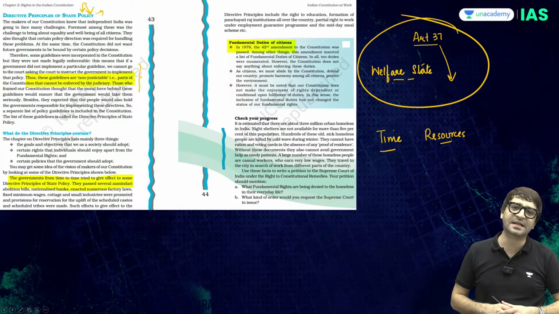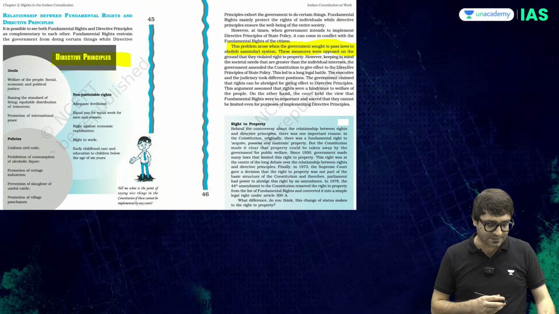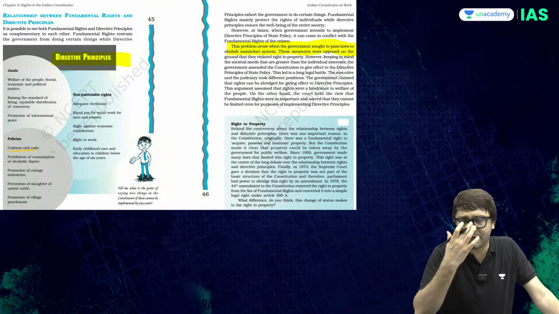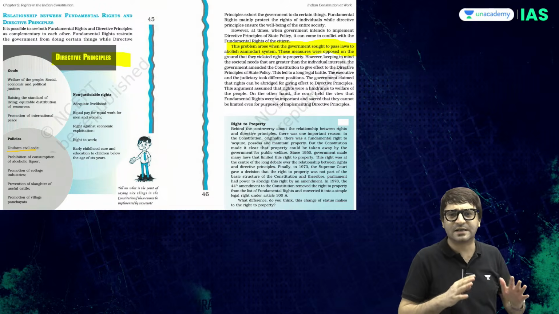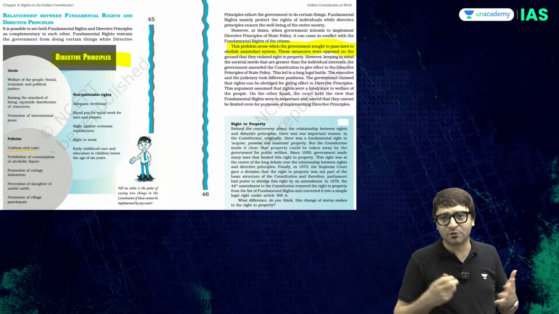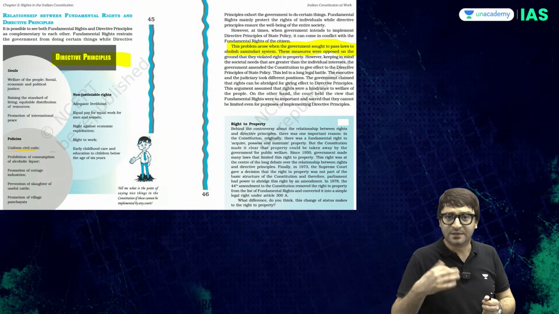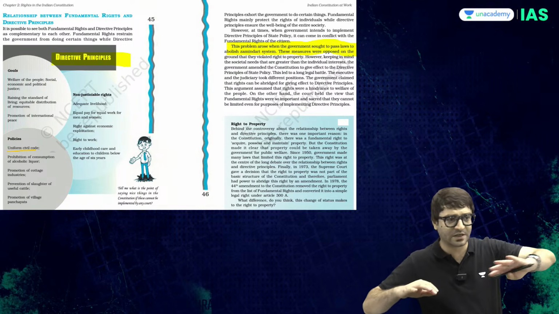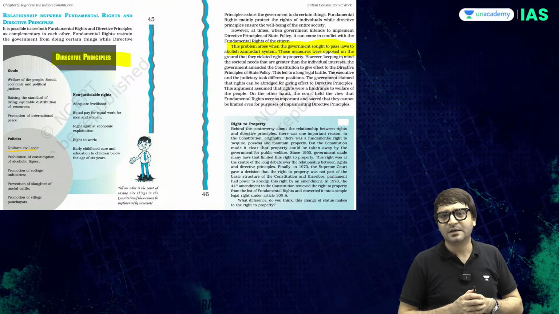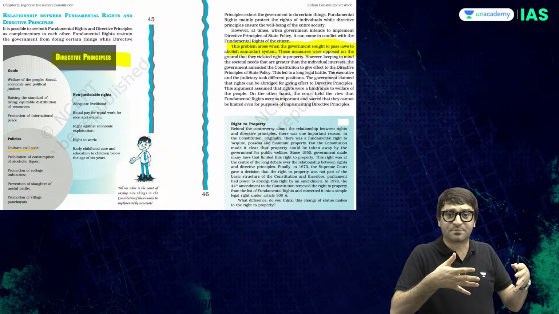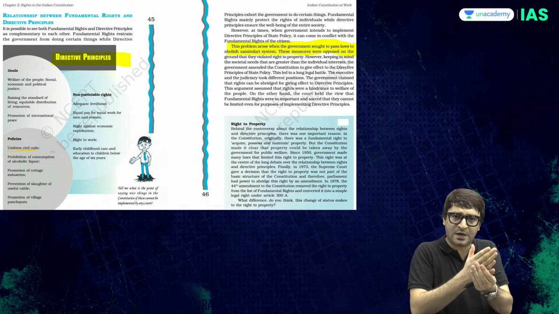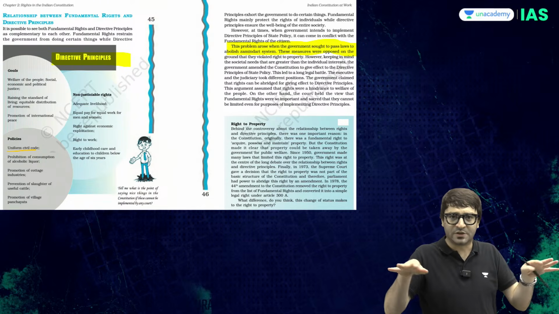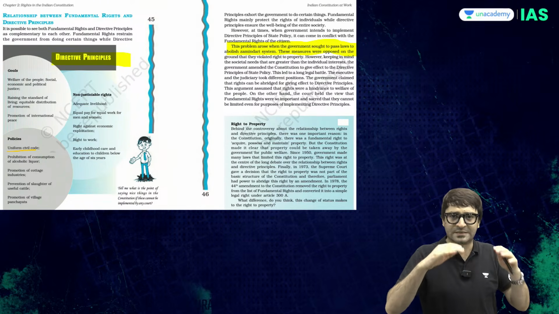Time and resources in the sense, if we have to implement, for example, Uniform Civil Code, which some of you may be aware of, because different religious communities are governed differently when it comes to their personal laws. For example, laws related to marriage, divorce, inheritance, adoption. Hindus are governed differently, Muslims separately, Christians separately, Parsis separately. The Constitution envisaged under DPSP that we should have a uniform civil code so that there is one common law which will be applicable to all the religious communities, regardless of their religion, when it comes to marriage, divorce, inheritance, adoption.